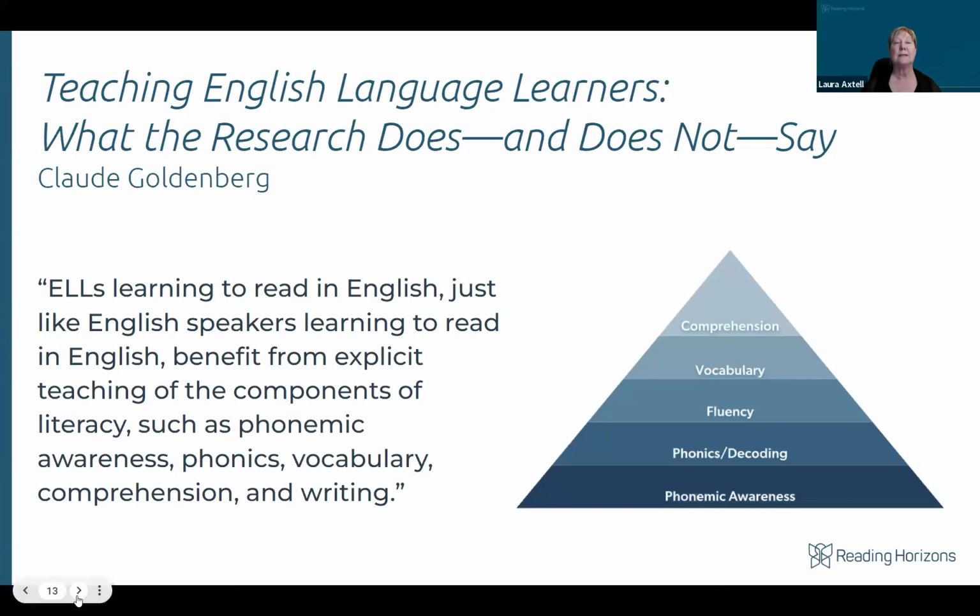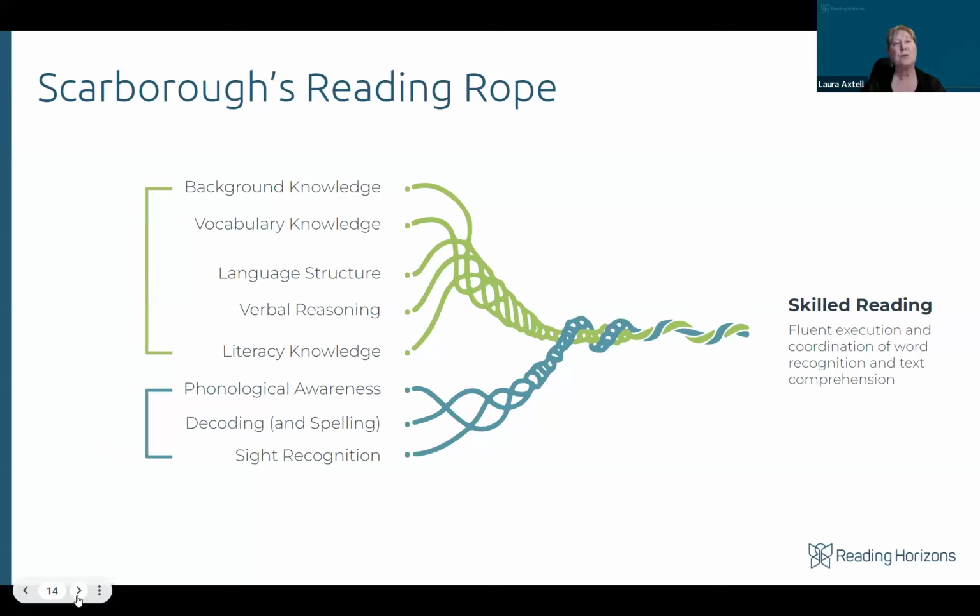But what we know is it's the same process for all brains, regardless of where they come from in the world. And that's where Scarborough's reading rope can be really useful, because for many years in secondary and adult ed, we've used a top-down approach where we really were focused on comprehension, close reading strategies, and things like that, and where we were trying to build a lot of background knowledge and vocabulary and things like that. What we now know is that it has to start with word recognition. So again, that phonological and phonemic awareness, decoding and spelling, and sight recognition.